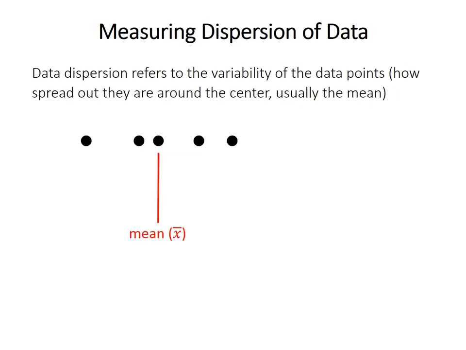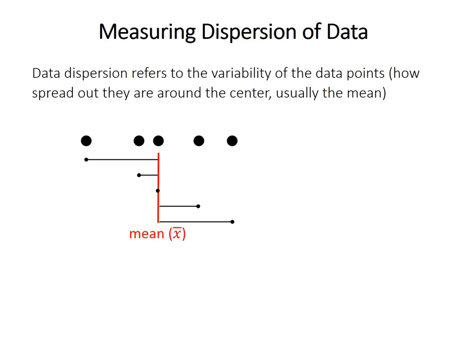Dispersion is just a technical term for variability, describing how spread out the data points are around the center of the data, with the center usually being measured by the mean. The simplest way to measure dispersion is just to calculate the distance from each point to the mean. So you just subtract the mean from every point. However, there's a problem with this. Because points smaller than the mean will have a negative difference, and points larger than the mean will have a positive difference, they're going to tend to cancel each other out. It's not a great measure of dispersion then.